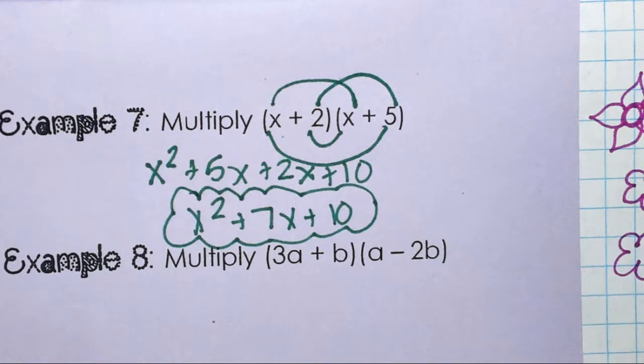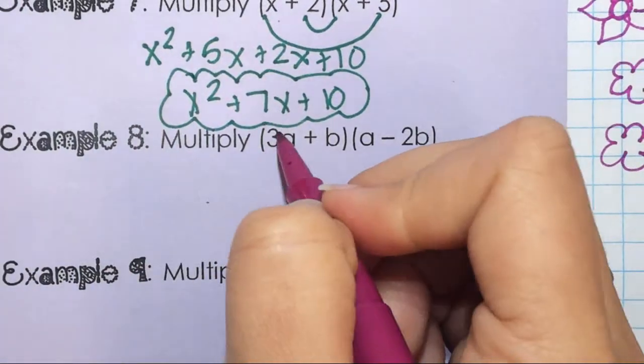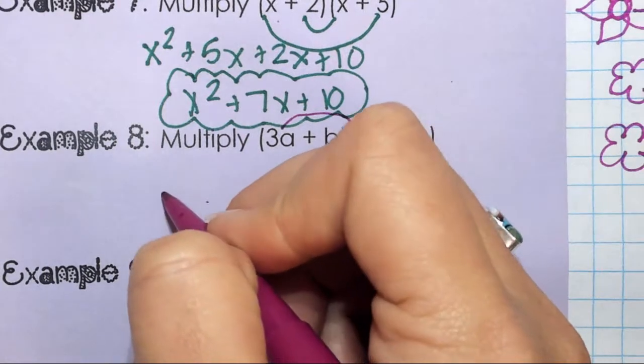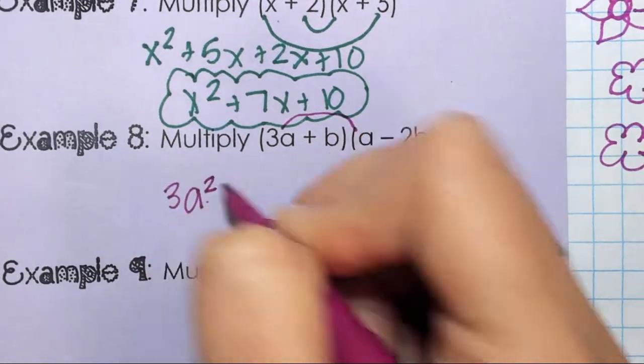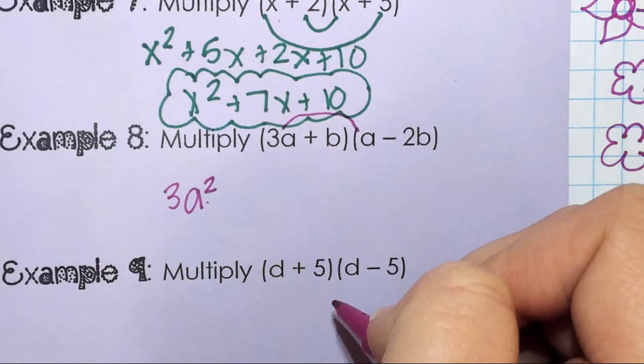Alright, so for example 8, this one was a little bit different because we had 2 variables, but we've multiplied 2 variables together before. We've done this, so it shouldn't have been that big a deal. You would start by doing 3a times a, and you would get 3a squared. How many of us got that first step? Look at us go. 4 of us that did our homework. 5 of us. 6 of us.